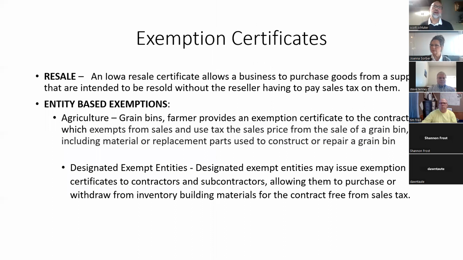Okay, next. So I've mentioned exemption certificates. Iowa has one exemption certificate. A lot of states have an exemption for resale and an exemption for this and that. Iowa has one, and all the different possibilities of that exemption are listed on that one form. There's the resale that we have talked about here, and then you have entity-based exemptions. As I mentioned, the farmer gives you an exemption certificate to purchase those exempt materials tax-free. And then there are those designated exempt entities, and in the new construction business, they are specifically listed, and those are listed here in a couple slides up. Okay, next one.